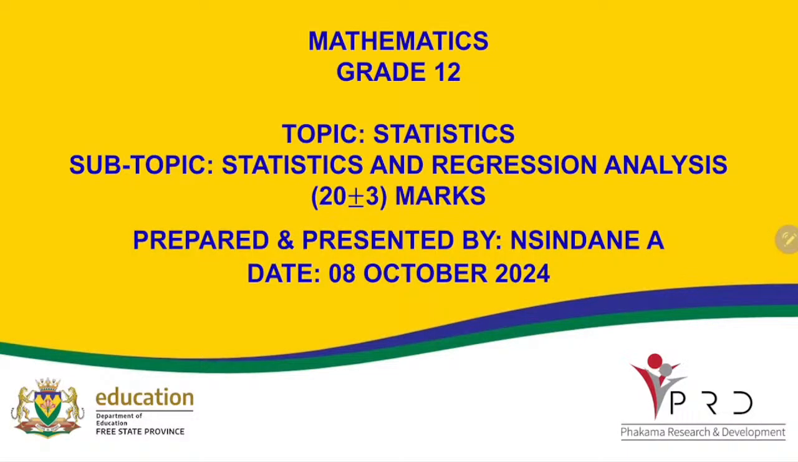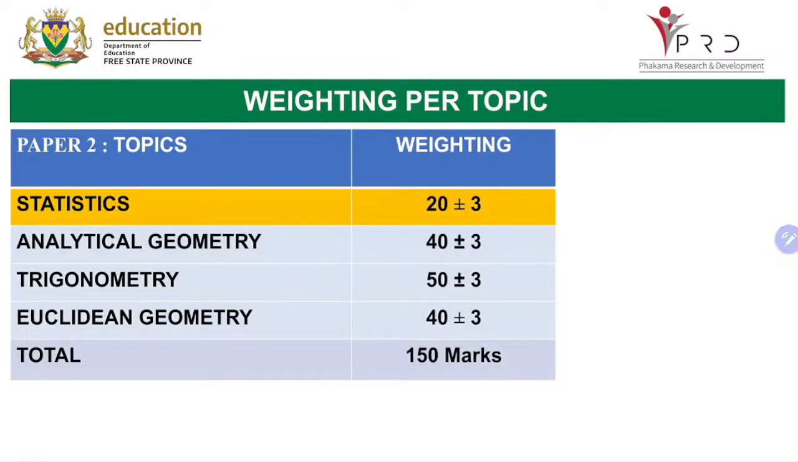Now, last week we looked at the revision of our number patterns, sequences, and series. Today I've decided we do some paper 2 revision, concentrating on statistics. Remember, I know that in schools we have enough time to revise paper 1, but paper 2 always suffers a lot. Hence, I've decided also to move on to the first questions of paper 2 so that as we practice, we balance both papers. Our topic for today is statistics and regression analysis, as I have mentioned.